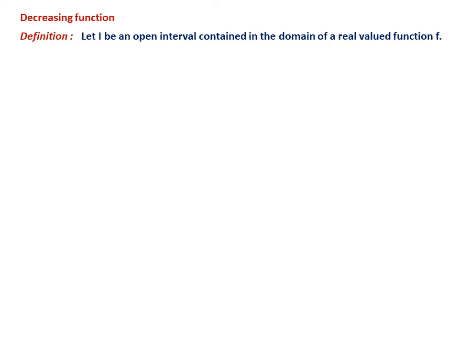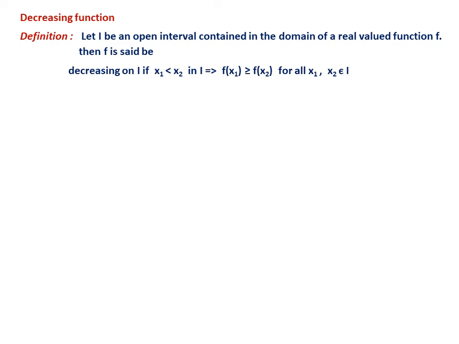Let me give the definition. Let I be an open interval contained in the domain of real valued function f. Then f is said to be decreasing on I if x1 less than x2 in I implies f of x1 is more than or equal to f of x2. It is just that the inequality reverses, for all x1, x2 belonging to I. So this is the graph. Here you see that flat indicates equality is also possible. So that is the difference.